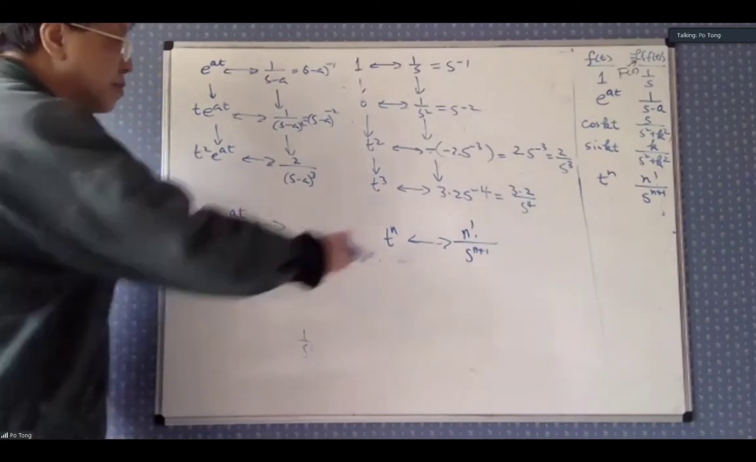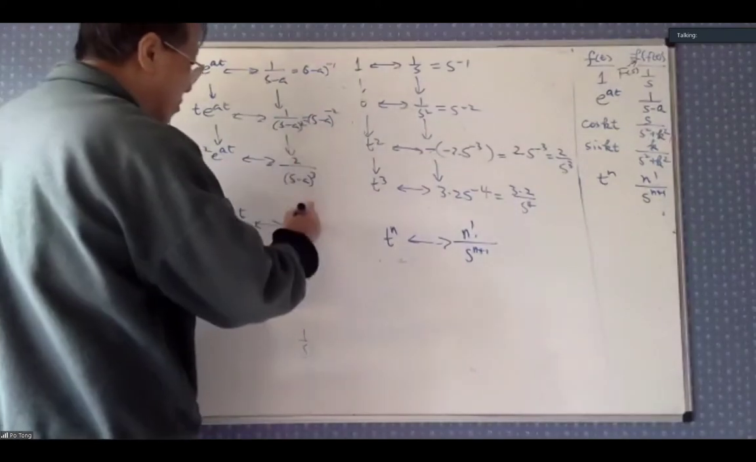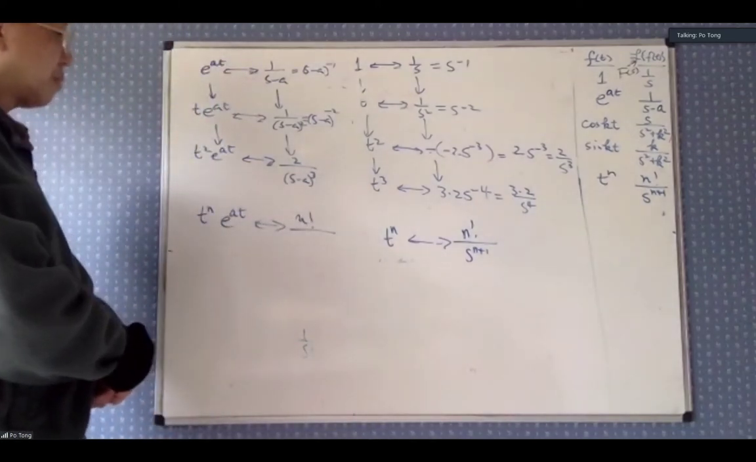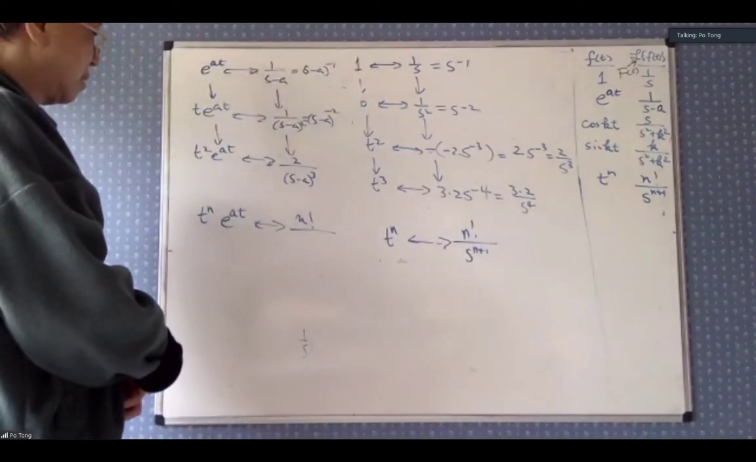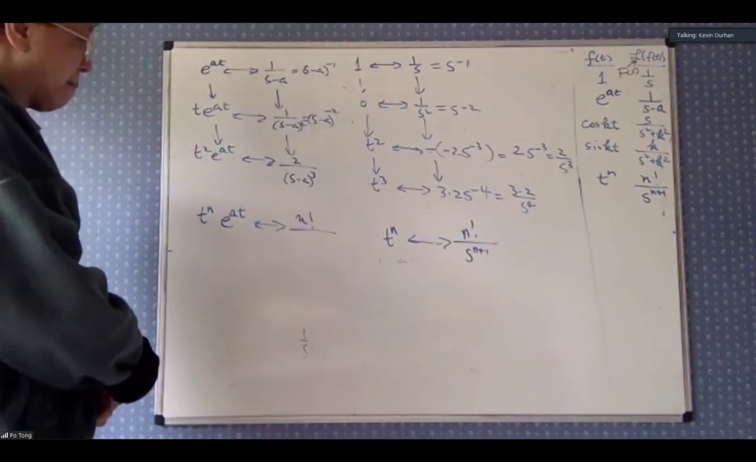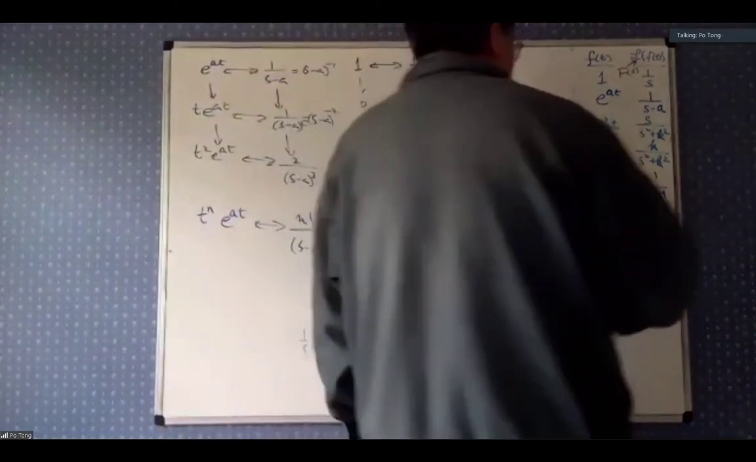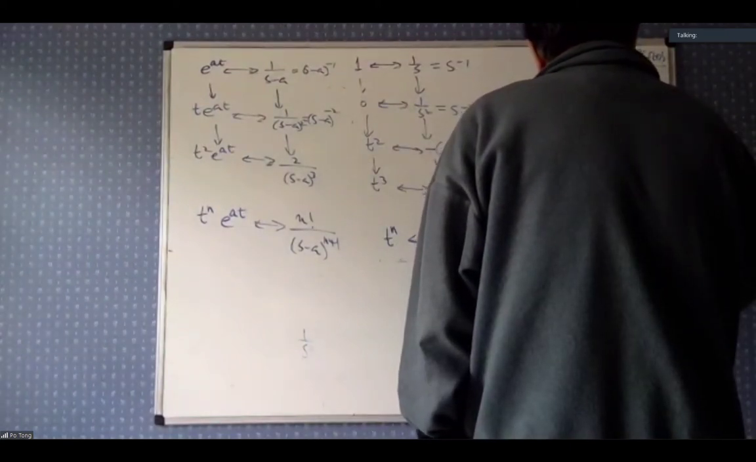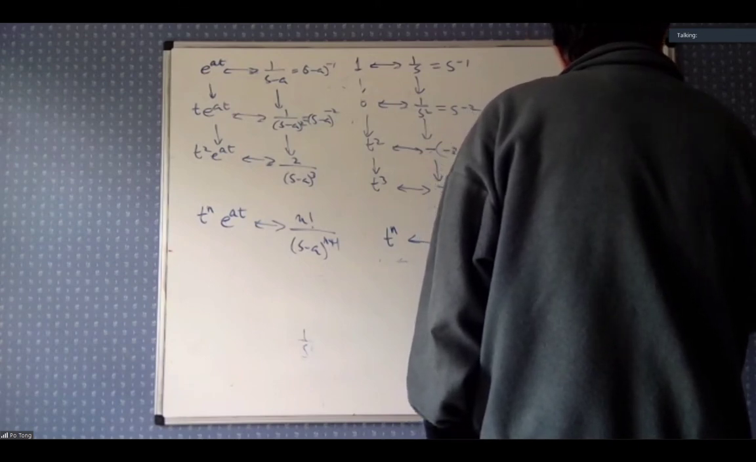And then after a while, you will have this. And this is going to be very similar to this, except, so you will have n factorial. The bottom is slightly different. What will be the bottom? Instead of s to the power n plus 1, it will be s minus a to the power n plus 1. So we also have this: t to the power n e to the at, n factorial over s minus a to the power n plus 1.